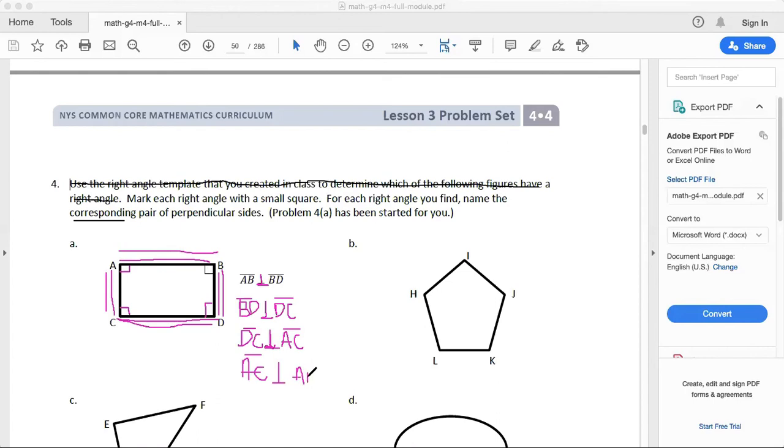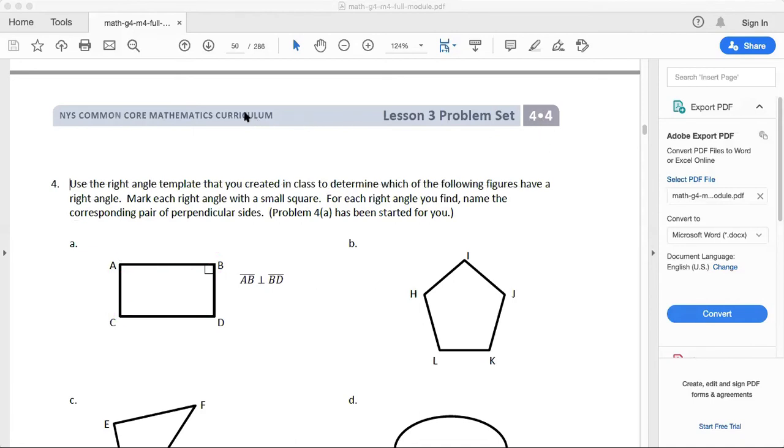So let's double check. Do we have 4 pairs of perpendicular line segments? And do we have 4 right angles? Yes, we do. 1, 2, 3, 4. We did it. I'm going to go ahead and clear my screen, but I do want you to pause and catch up if you have not done so already.